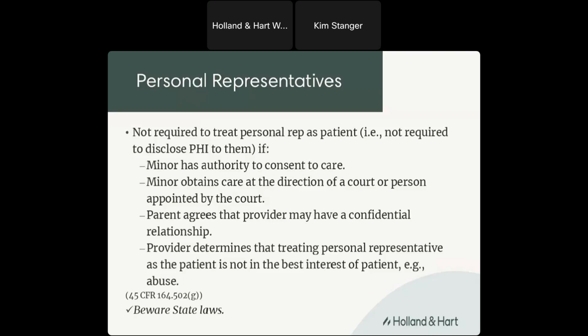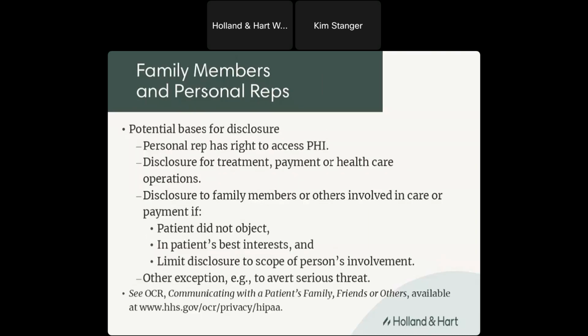If the parent agrees that the provider may have a confidential relationship with the patient, then you can decline to disclose that information to the parent. Or if you determine that treating the parent as the personal representative of the patient is not in the best interest of the patient, for example, it's an abuse or neglect situation, where making that disclosure to the parent would endanger the child, then in that situation, you can decline to treat the parent as if they were the personal representative. In these situations, make sure you're aware of state law, because there are state laws out there that require disclosure to parents. In that situation, you'll have to do a complicated analysis to evaluate whether HIPAA trumps that state law.